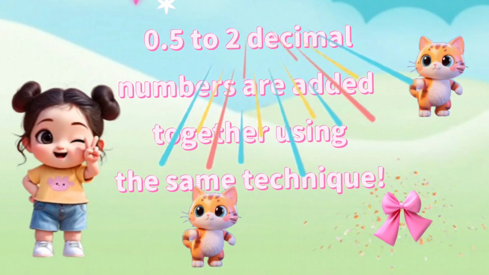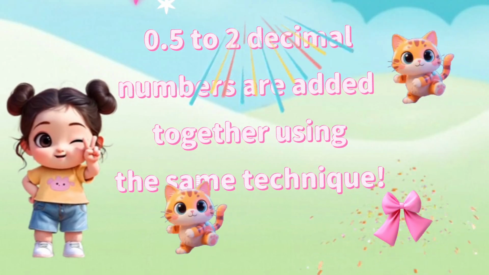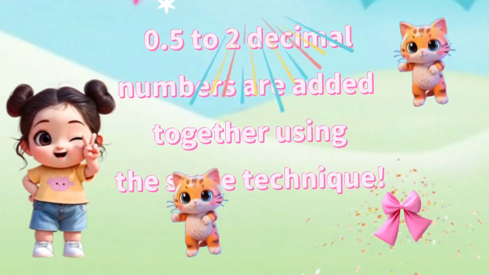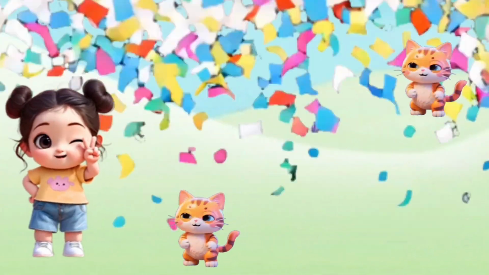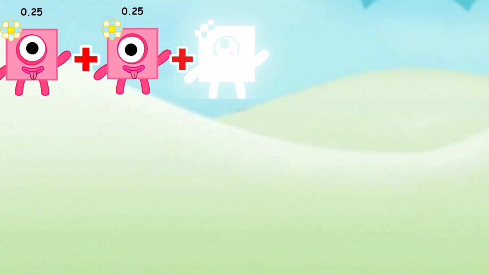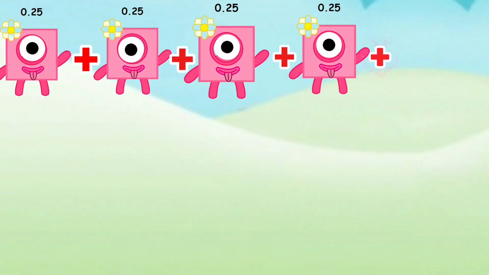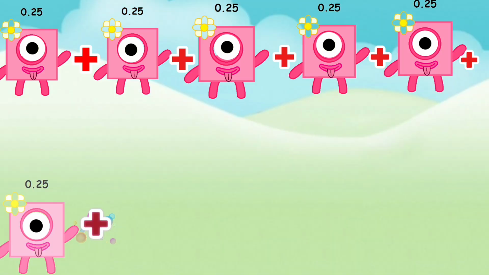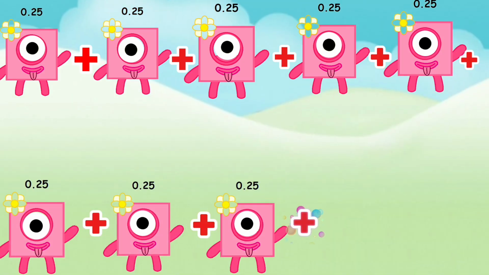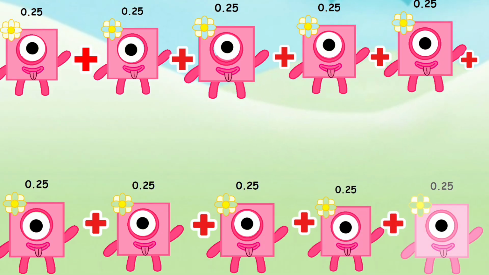Adding decimal numbers from 0.5 to two decimal places uses the same techniques. Let's go! Alright, let's start by adding 0.25 again and again, constantly. So let's go.